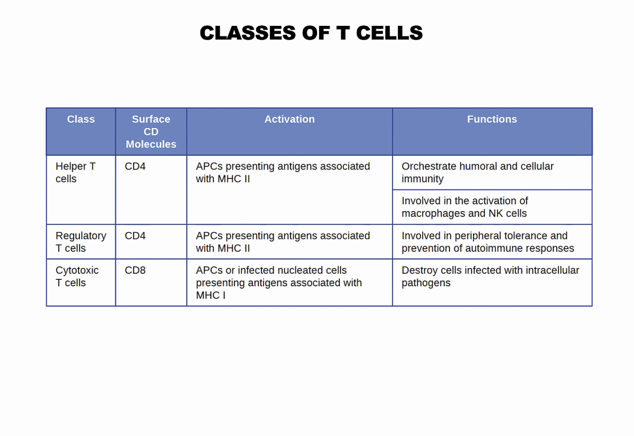Functionally, each class of T cell has a unique role in the immune system. Helper T cells act as central coordinators, facilitating the activation of both humoral and cellular immunity, but also enhancing the pathogen-fighting abilities of the innate immune cells like macrophages and natural killer cells. Regulatory T cells are crucial for maintaining immune tolerance and preventing autoimmune diseases. In contrast, the cytotoxic T cells serve as the primary effectors in cellular immunity, targeting and destroying the cells that are infected with intracellular pathogens. Together, these T cell classes contribute significantly to the body's defense mechanism.